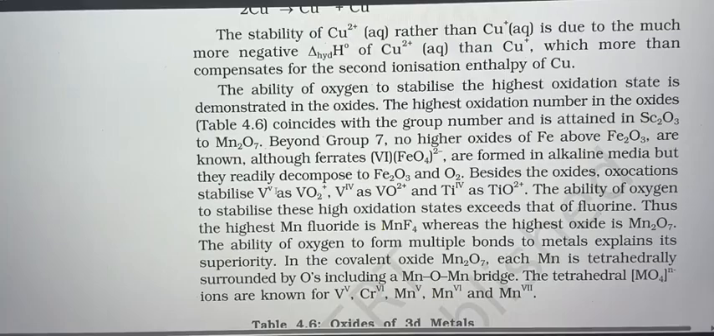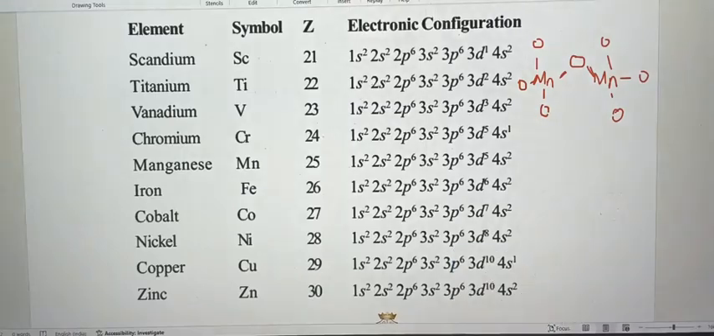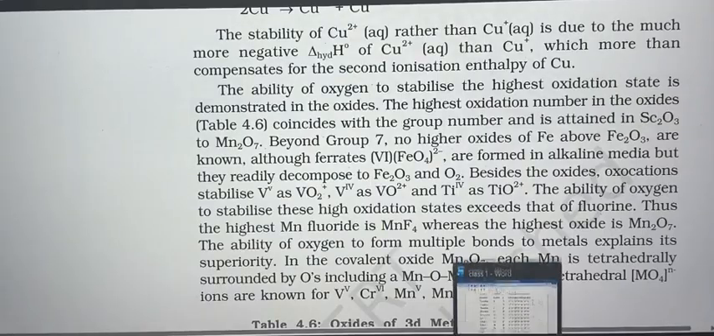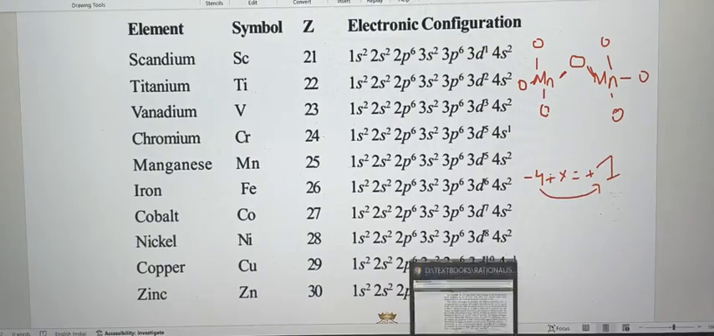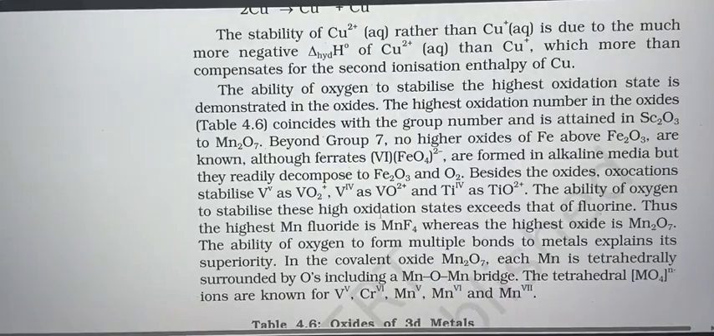So oxygen is -2, and two oxygens are there, so -2 into 2 is -4. For vanadium we don't know, so let me take it as x. It is equal to +1, whatever charge is above. If nothing is there, it should be equated with 0. So x minus 4 is equal to +1. If 4 goes this side, it will become positive, so x will be 5. So like that you can calculate and check.